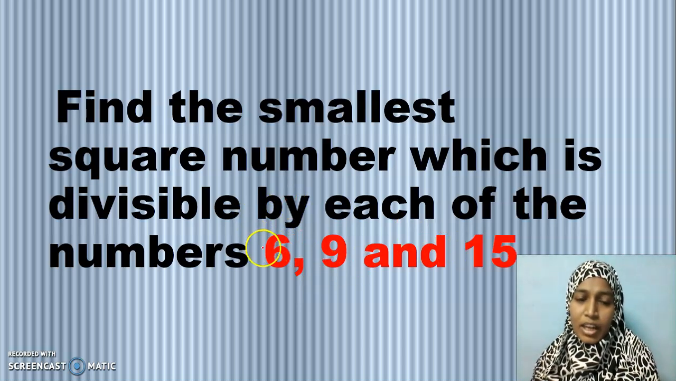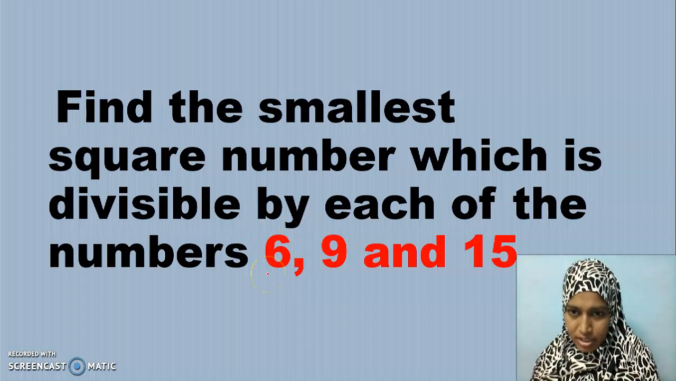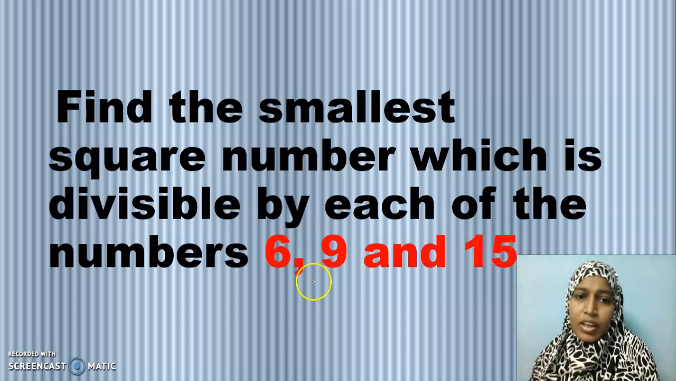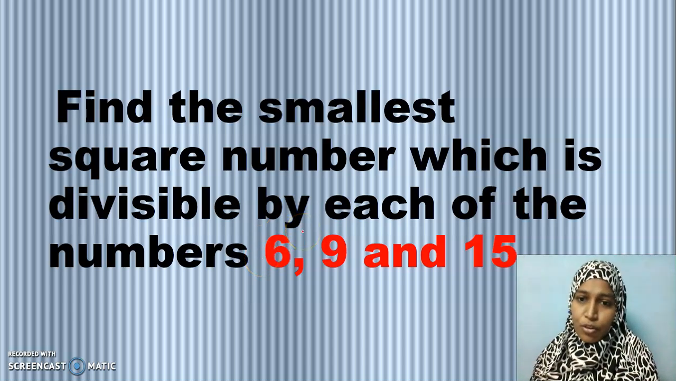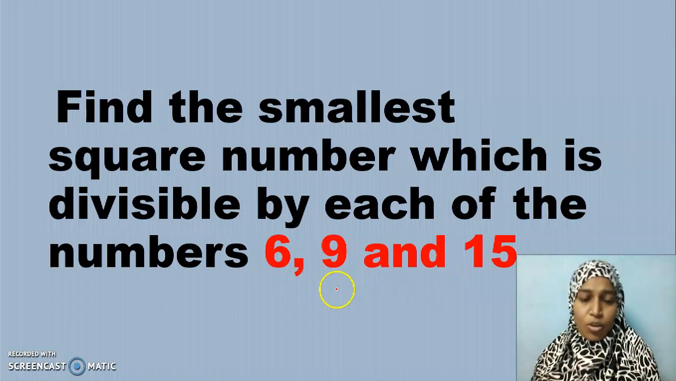Then what is another multiple of 6? 18. 18 is divisible by 6. 18 is divisible by 9, but it is not divisible by 15. Next number, what will you say? You will find the multiple of 6 again. 3 6s are 18, 4 6s are 24. Again, it is not divisible by. How long will I go by this trial and error method, my dear children? It's not fair. And if it is going to be a very big number, it's again a tedious job.